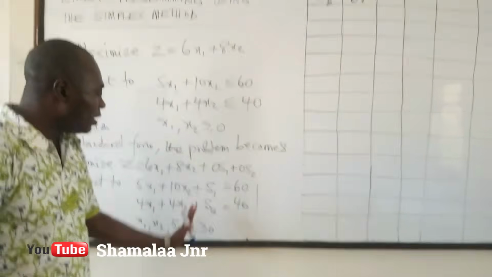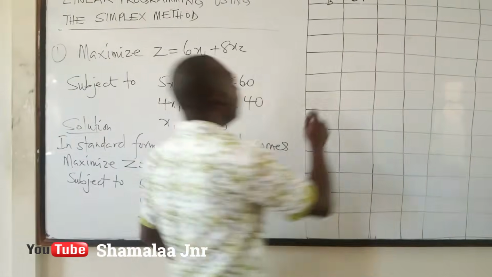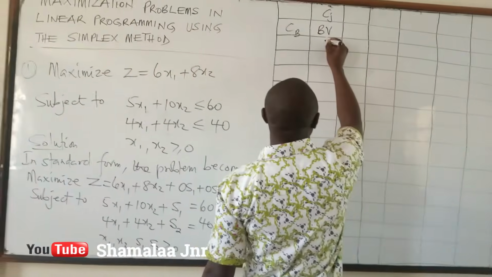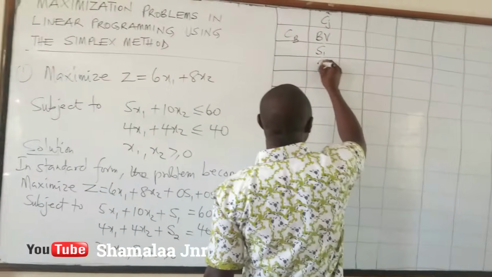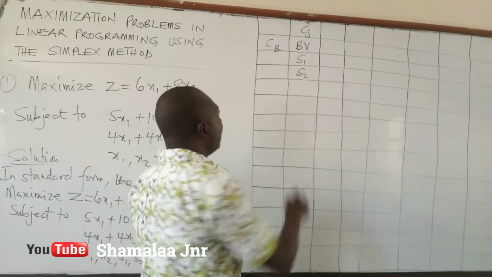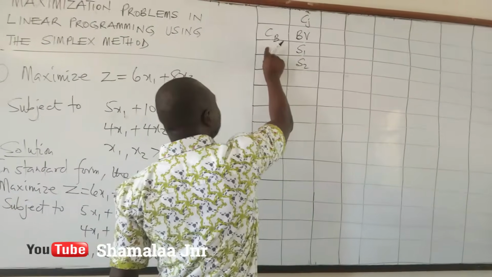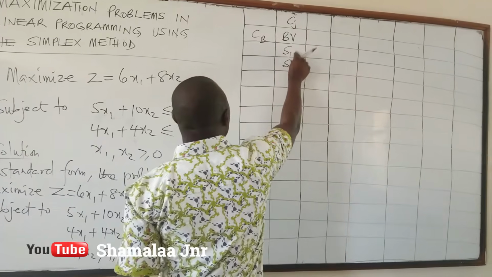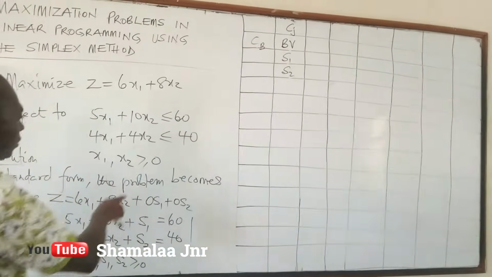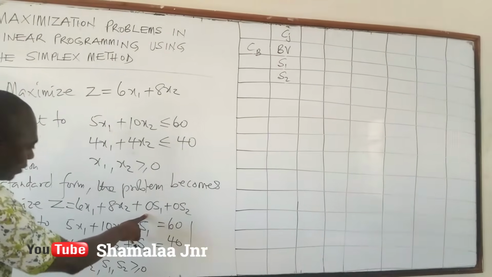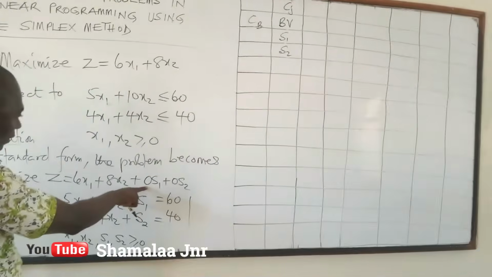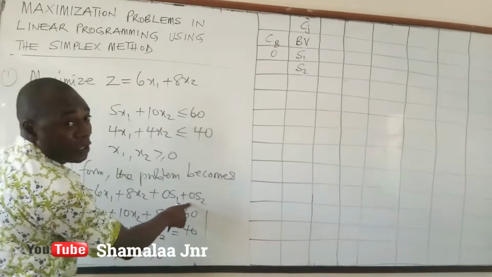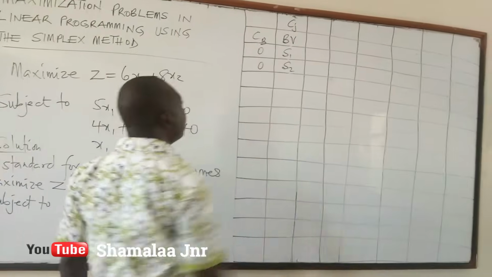So now, having identified the basic variables, you go ahead here and write, these are the basic variables. We have s1 and then s2. And then CB means the coefficient of the basic variables in the objective function. So the coefficient of s1 here in the objective function is 0, as it is clearly indicated here. So this is 0, and the coefficient of s2 in the objective function is also 0.